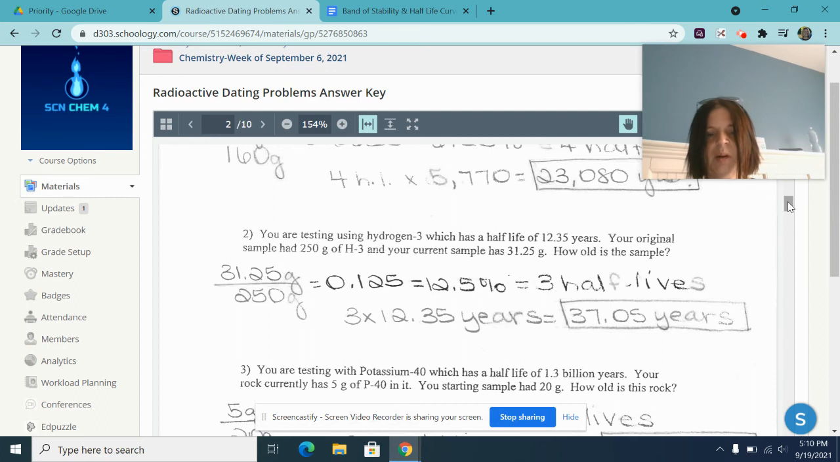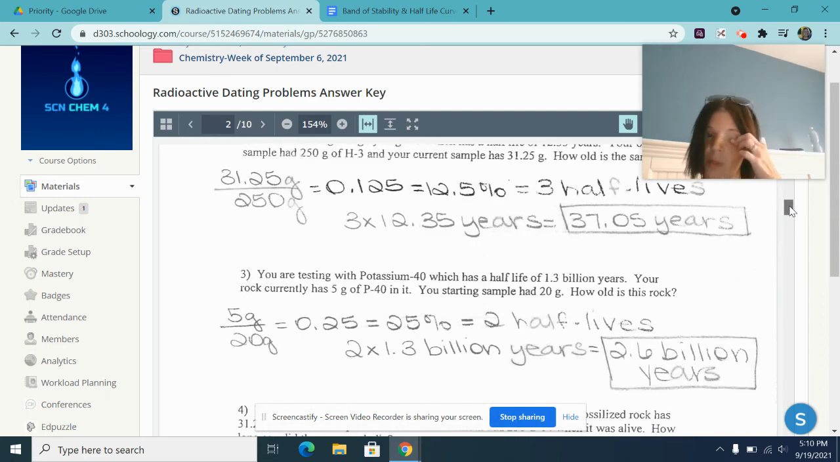Our third problem, and the last one of this type that I'm going to do, says that you're currently testing potassium 40. It has one of the longest half-lives that we know about. It's 1.3 billion years. And it tells us that our rock currently has 5 grams of potassium 40 in it. Our starting sample, or our original, had 20 grams. It wants to know how old the rock is.